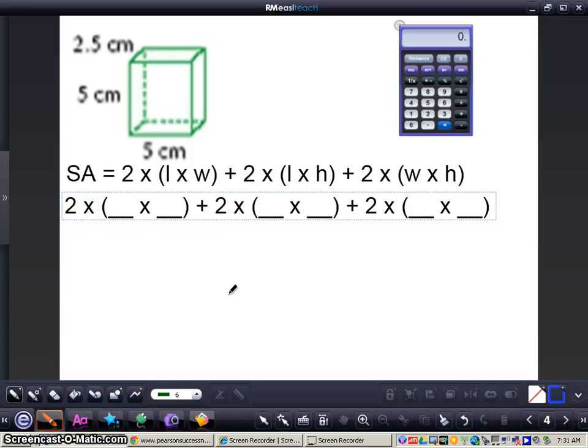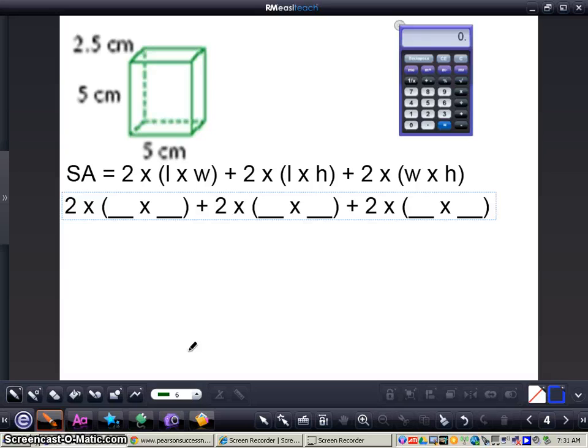Okay, I want you to do this one with me, so what I will have you do is pause the video and get out your math journal, your pencil, and a calculator, and work right along with me as we're trying to find the surface area of this rectangular prism. Okay, so what I want you to do first is write the formula for surface area in your math journal so you have it.